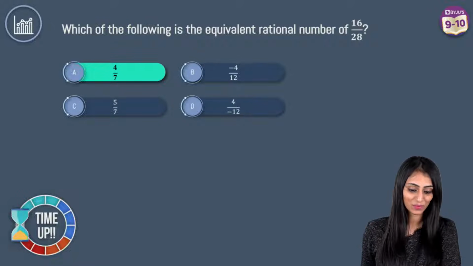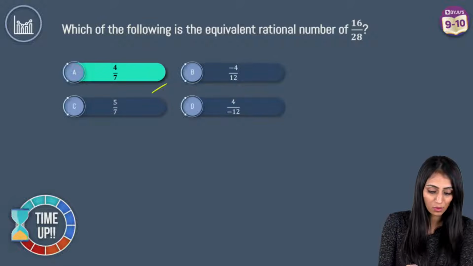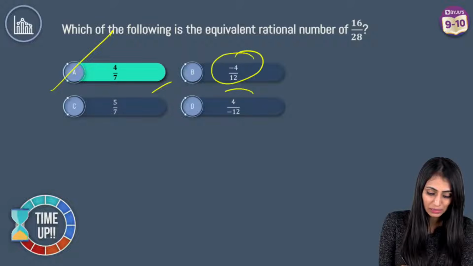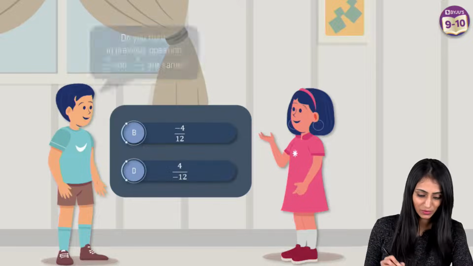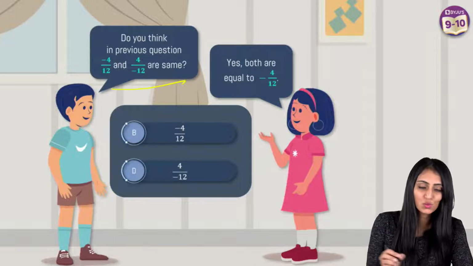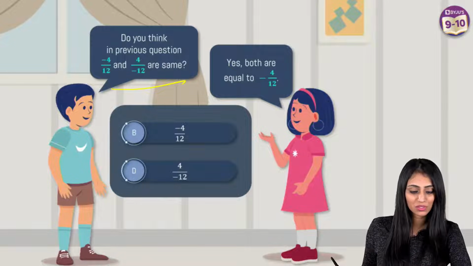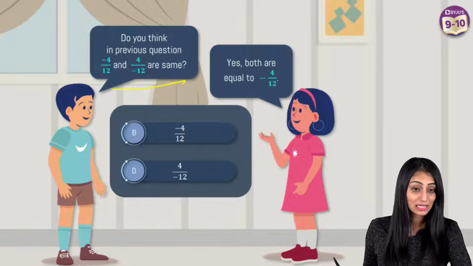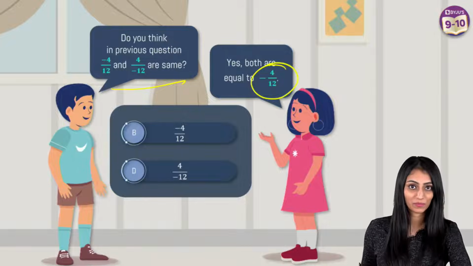Everyone is saying it's A. We all know that 16 by 28, once I reduce this, I'll get 4 by 7. That's the final answer. But if you look at these two numbers, minus 4 by 12 and 4 by minus 12, do you think these two numbers are the same? He's asking whether these two numbers are the same. The girl says yes, because both are equal to minus 4 by 12.